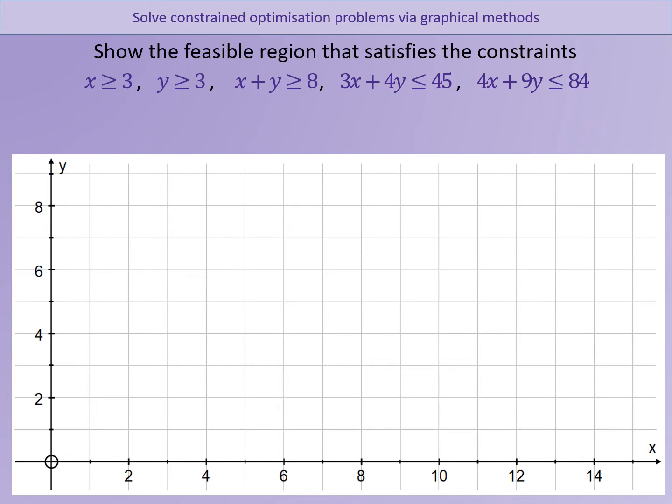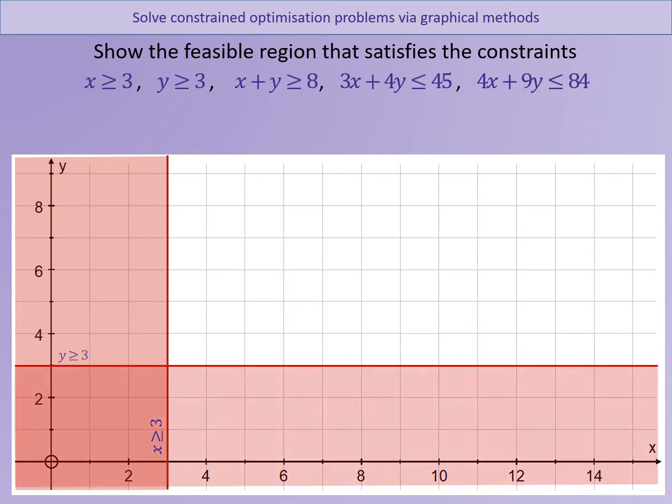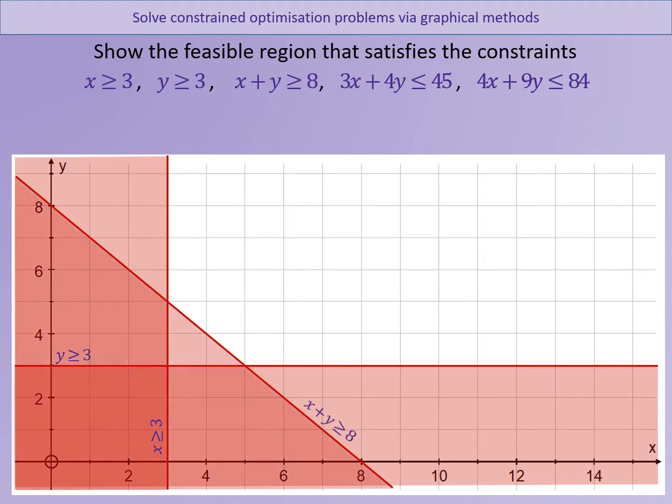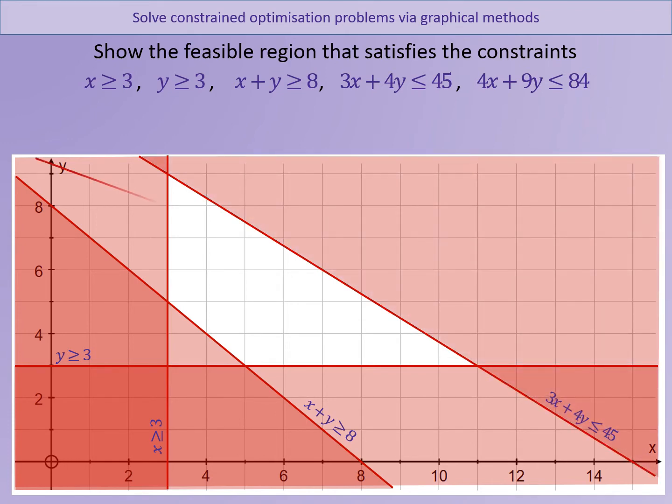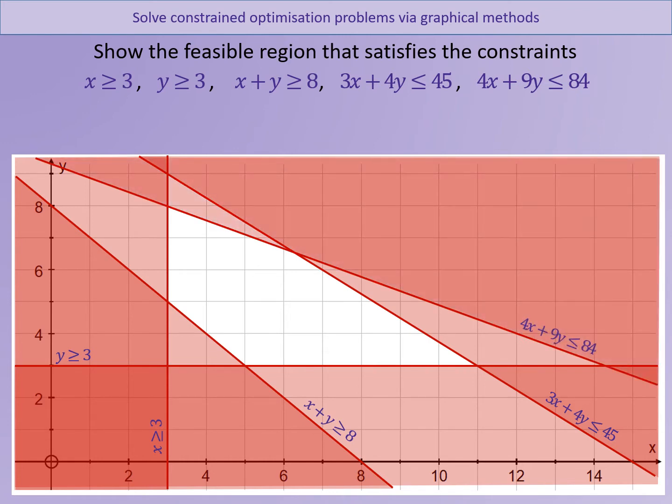So we're now going to find the feasible region, which is the region that satisfies all 5 of the constraints we found on the previous slide. So first, we have x is greater than or equal to 3. We've shaded the false side. We then have y is greater than or equal to 3, again shading the false side. x plus y is greater than or equal to 8. 3x plus 4y is less than or equal to 45. And 4x plus 9y is less than or equal to 84. So the region that is left unshaded in the middle is known as the feasible region. Any point in this region could potentially be a solution to this problem, and we are trying to maximise the profit while still remaining in that region.